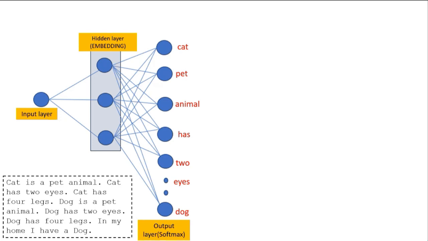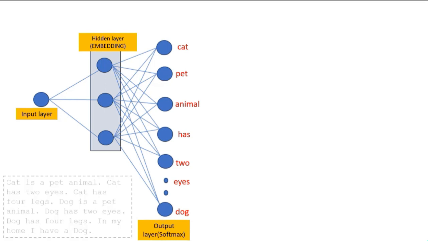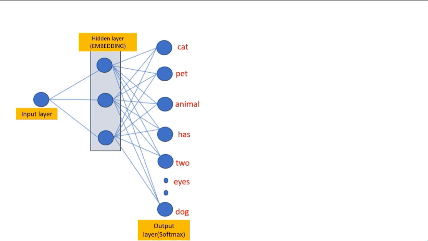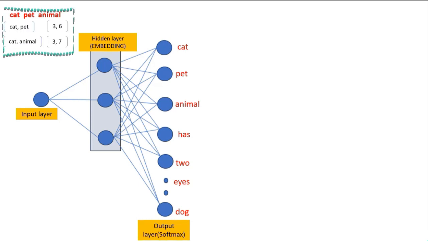This is our original text corpus. In this corpus, we can see cat is the first word and dog is the last word. That is why in the output layer, they are put accordingly to make things simpler and clearer for our understanding. Now consider this sentence: cat pet animal. This is our training data which we generated before. This data tells that cat has two surrounding words in this sentence: cat with pet and cat with animal.